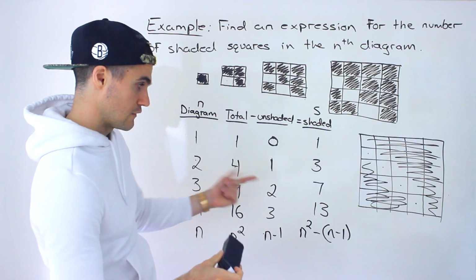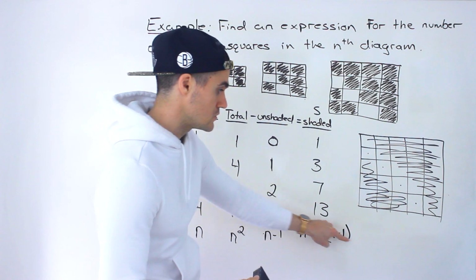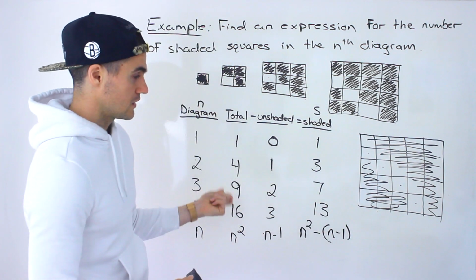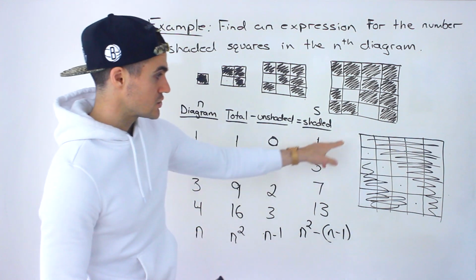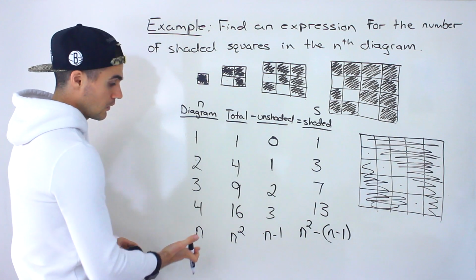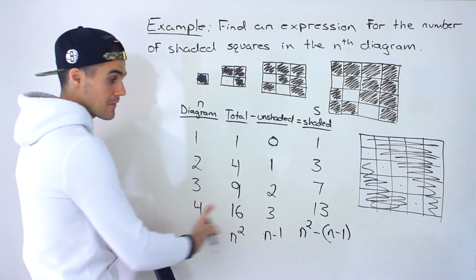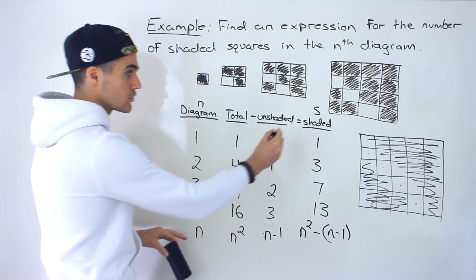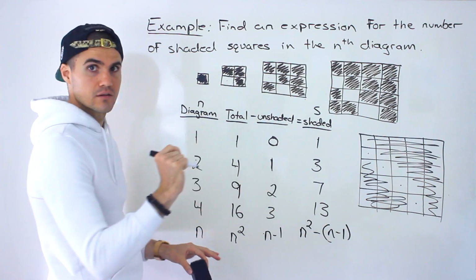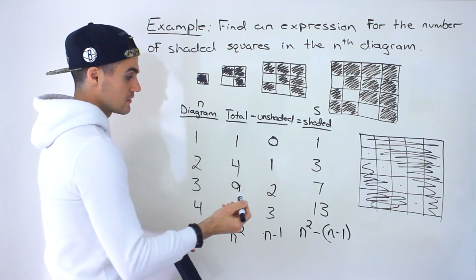Notice if we plug in 5 over here, 5 to the power 2, 25 minus 5 minus 1, we do this bracket first, which is 4. 25 minus 4 would give us 21. So that's actually how the fifth diagram is going to look. And then you can figure out how the 10th diagram is going to look, or the 50th diagram. They may actually ask you that. How many shaded regions are there going to be in the 50th diagram? Or how many unshaded regions are there going to be in the 50th diagram?